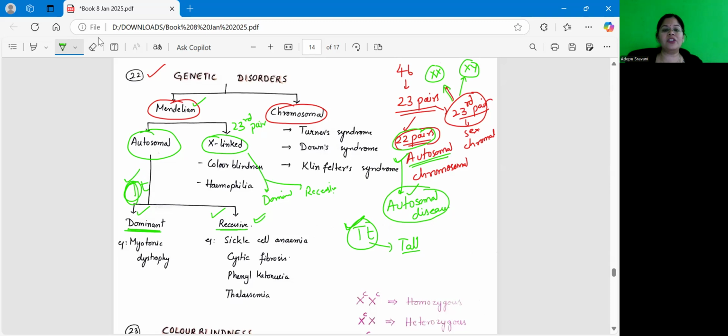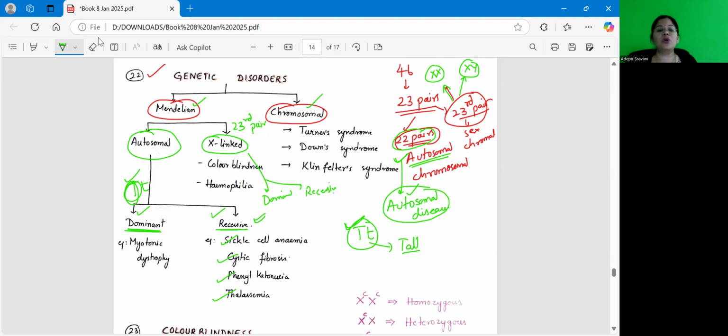So here I have made a chart of Mendelian disorder classified into autosomal and X-linked. And here you can remember the examples. Dominant, we have myotonic dystrophy. Recessive, we have 4 diseases: sickle cell anemia, cystic fibrosis, phenylketonuria, and thalassemia. Clear? This is all about your Mendelian disorders.